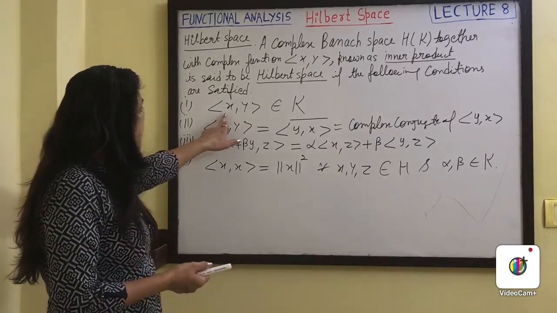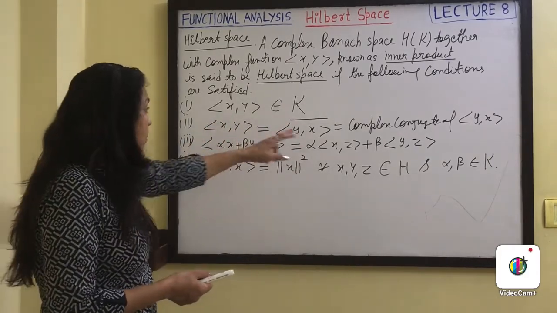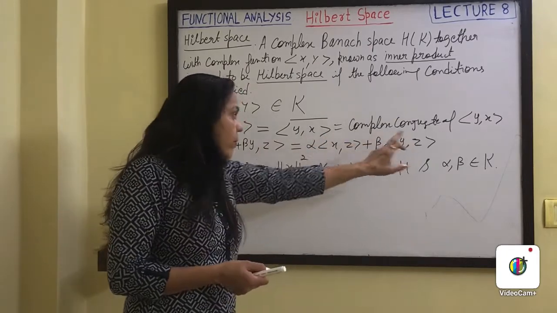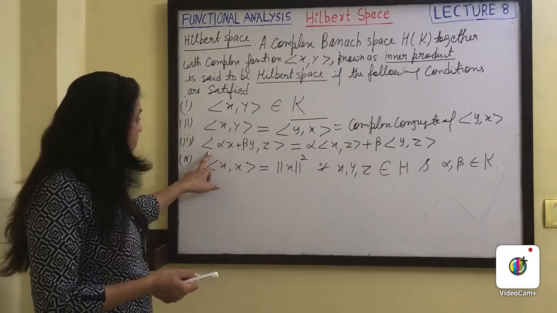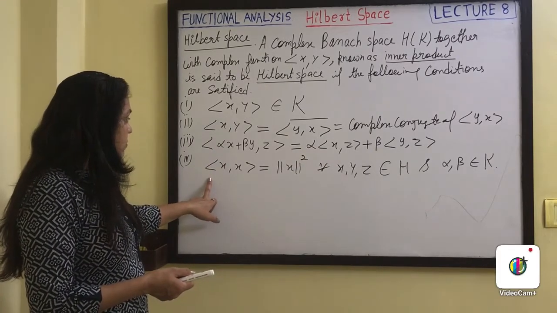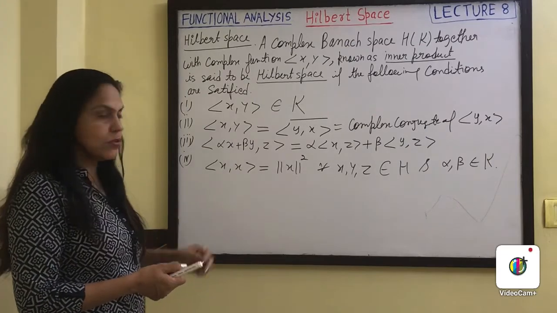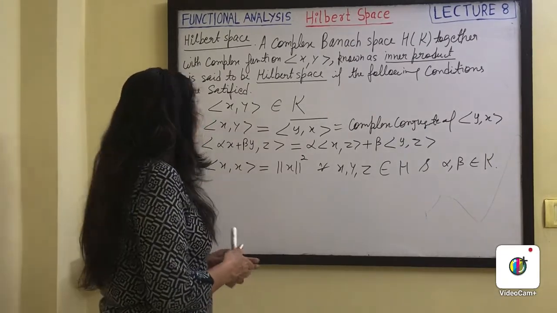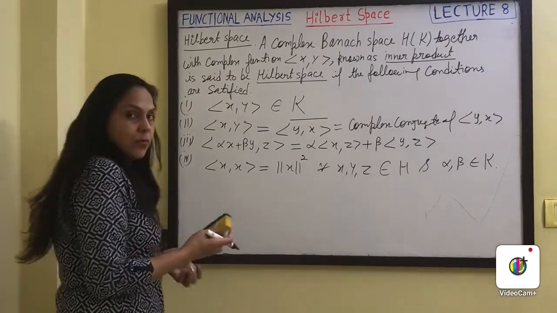The first condition is the same, inner product belongs to K. The second one is complex conjugate of inner product of y comma x is equal to inner product of x comma y. Third one is distributive property, and here norm of x square is equal to inner product of x comma x. So now let's discuss a linear operator on H.